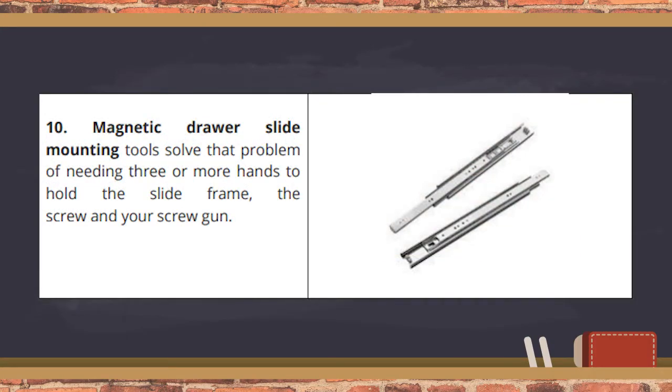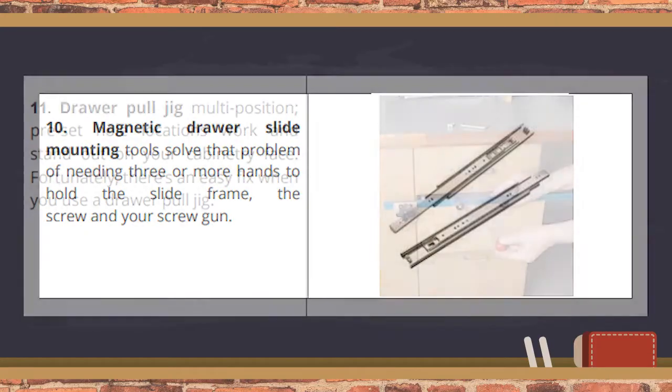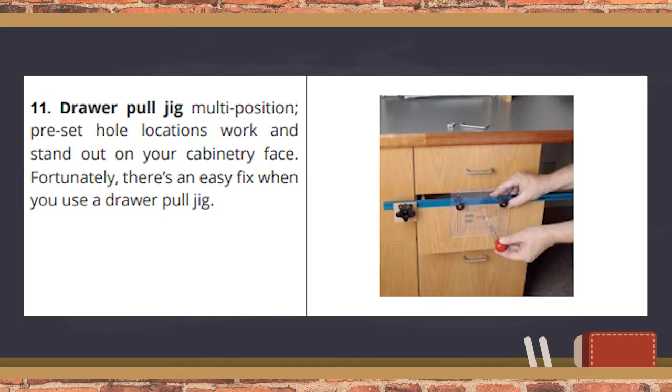Magnetic drawer slide mounting tools solve that problem of needing 3 or more hands to hold the slide frame, the screw, and your screw gun. Drawer pull jig. Multi-position preset hole locations work and stand out on your cabinet face. Fortunately, there's an easy fix when you use a drawer pull jig.